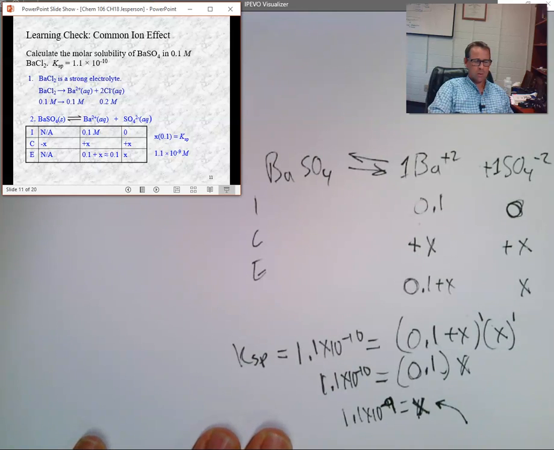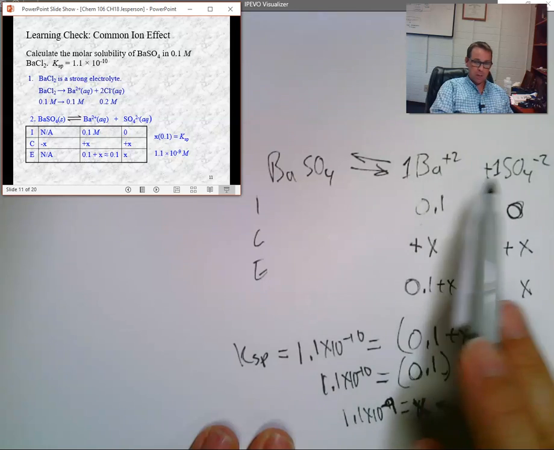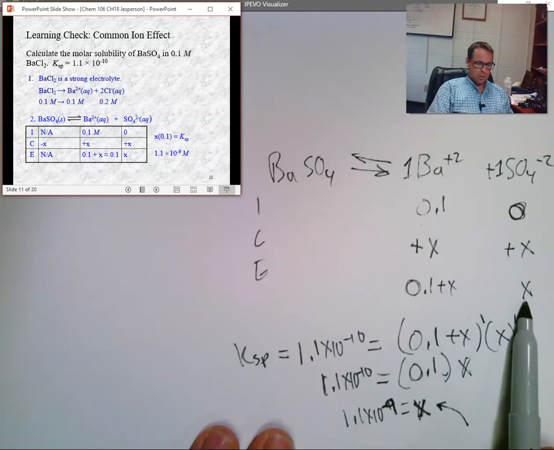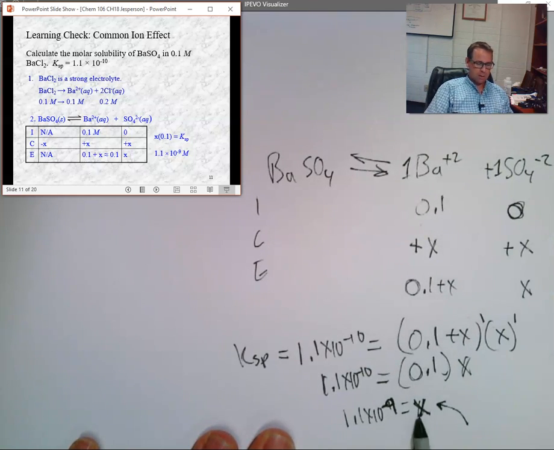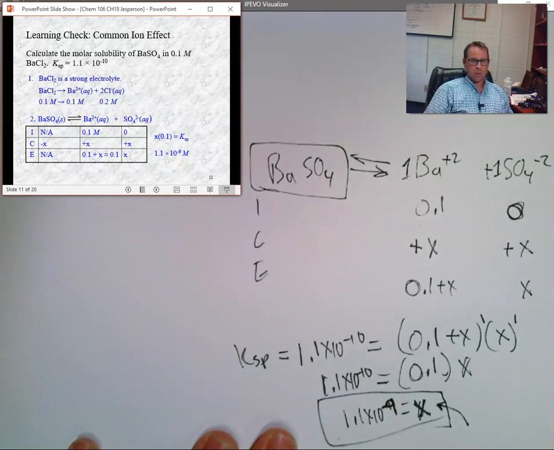It's how much is left. In the previous problem, you had to multiply it by 2 or 3 to identify the concentrations of the ions. But in this case, the concentration of the sulfate, for example, is this value. The concentration of barium is 0.1 plus that value. So the x isn't multiplied by 2 or 3 here. It's just the concentration of sulfate, and that is also the molar solubility for our barium sulfate.